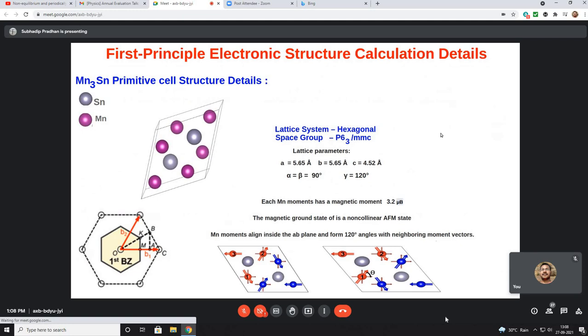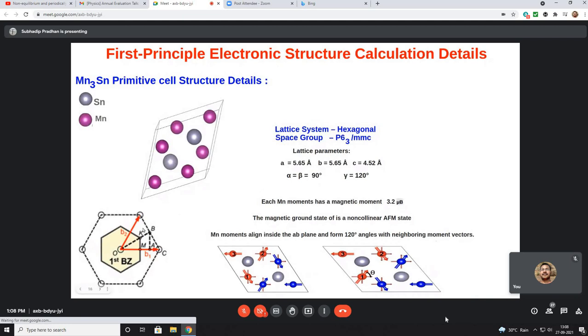So for the first principle calculation, we need the structure of the primitive cell of Mn3Sn. It is the primitive cell structure of Mn3Sn. Those are Mn atoms, and this is the Sn atom. These Mn atoms form a triangular-like layer. Here there are two layers of hexagonal structure, and for this structure we have taken the experimental values of the lattice parameters: a equals 5.65 angstrom, b is 5.65 angstrom, and c is 4.52 angstrom, with alpha and beta 90 degrees and gamma 120 degrees. Each Mn atom has a magnetic moment of 3.2 mu B, as I told before, and the magnetic ground state is a non-collinear antiferromagnetic state.